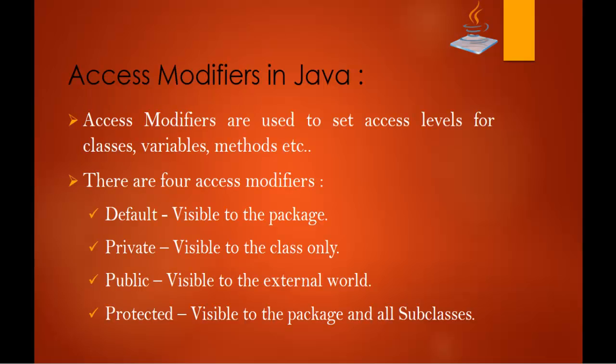So what are access modifiers? Access modifiers are used to set access levels for the class, variables, methods, etc. There are four access modifiers: default, private, public, protected.